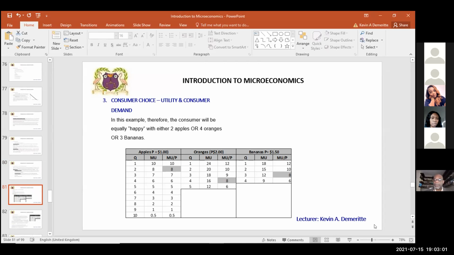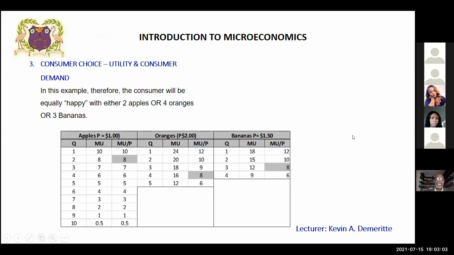Okay, so now we're trying to decide if you're a consumer, how many apples, oranges, or bananas you would choose to purchase. So what you're looking at then is the amount of satisfaction you're going to get for the money that you're going to spend.